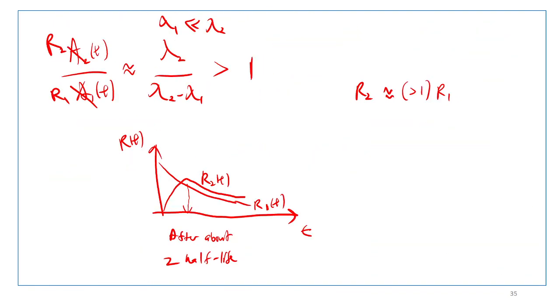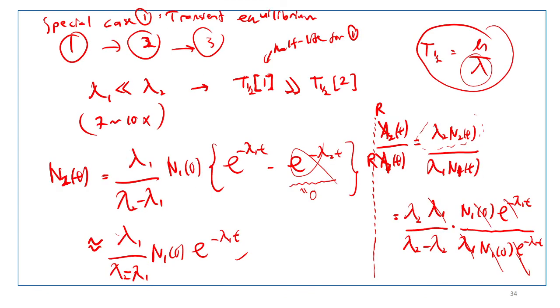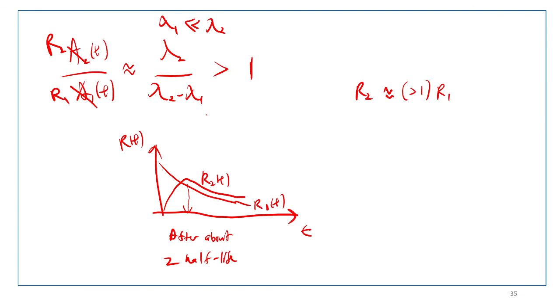After some time, the activity of r2 and r1 is nearly equal. It happens if the decay constant of the daughter is bigger than the parent, about 7 to 10 times bigger. That is the transient equilibrium.